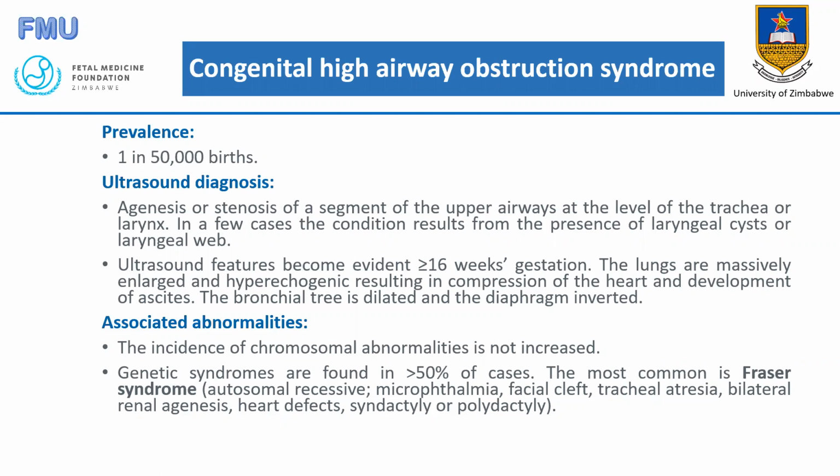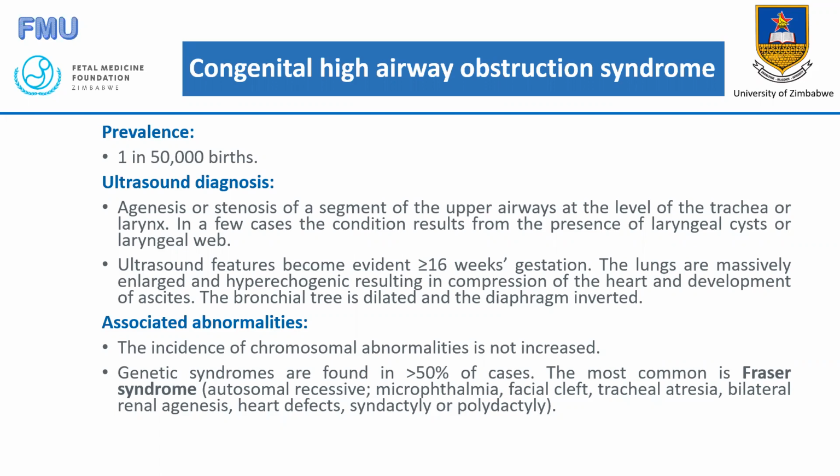Sometimes the pathology behind could be some laryngeal cyst or a laryngeal web. It becomes evident after 16 weeks of gestation. So it's a condition we should be able to pick at the 20-week anomaly scan. The lungs are massively enlarged or inflated and are hyper-echogenic, resulting in the compression of the heart and development of ascites. The heart normally appears a very tiny structure pushed towards the anterior wall.